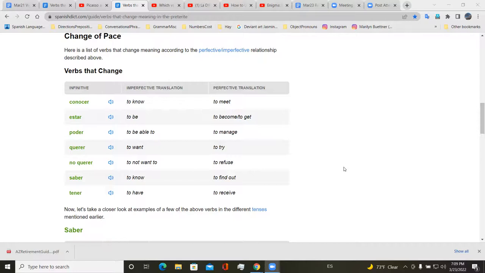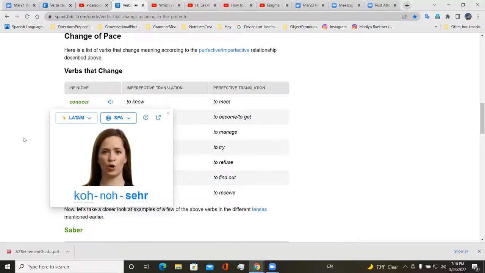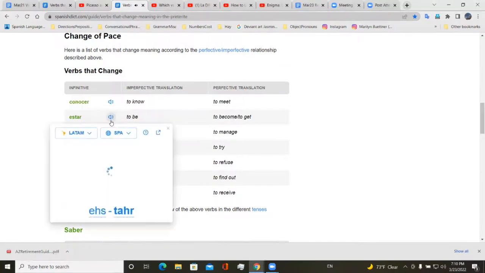Some verbs, because of the nature of what action the verb depicts, for lack of a better word, the meaning of the verb will change quite a bit from pretérito to imperfecto because of that nature of event-driven versus description or repeated action with imperfecto. So verbs like conocer, conocer. And you don't need it that slowly. Estar.